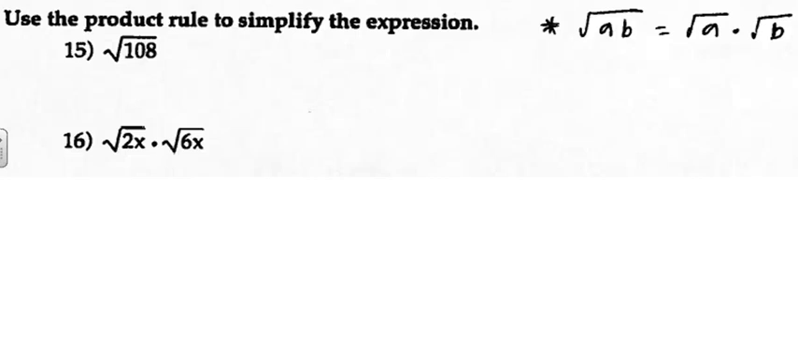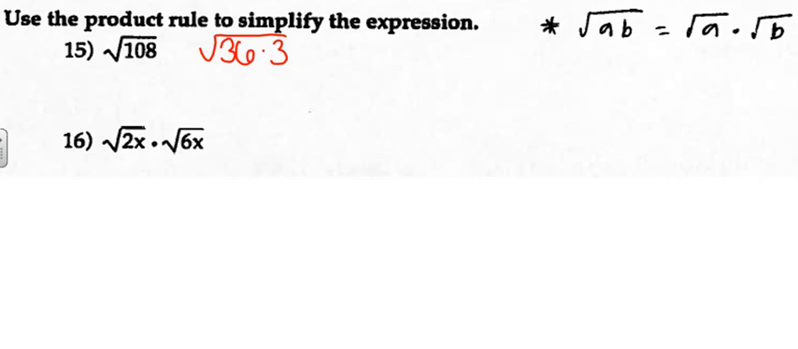This is problem 15 and 16 in the calc review packet, and we are going to use the product rule to simplify the expression, which the product rule is written out over here on the right hand side. So for number 15, we're going to take the 108 and split it into two numbers. We're going to make it a 36 times 3, because we know that 36 can be simplified later on.